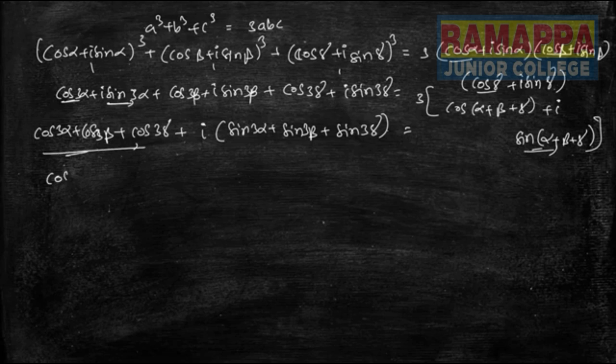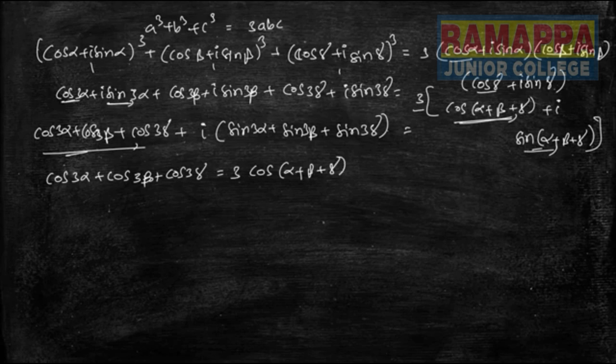Okay, so cos 3 alpha plus cos 3 beta plus cos 3 gamma is equal to 3 into cos of alpha plus beta plus gamma will come. Now this is the first question solved here, and the second question is sin 3 alpha plus sin 3 beta plus sin 3 gamma is equal to, so this will come.